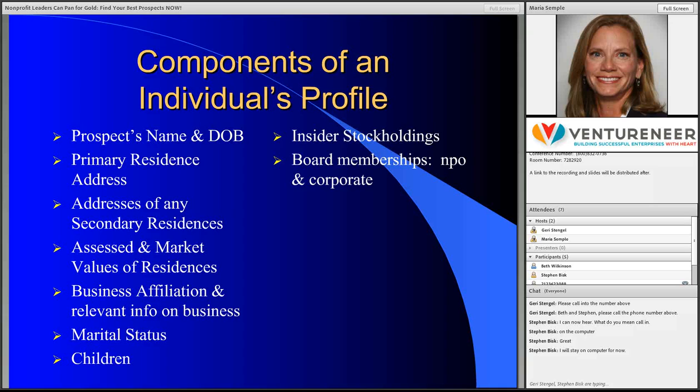Why are we interested in those insider stocks? We're interested because that might be an excellent gift opportunity for your organization. If they have appreciated securities, it might be easier for them to gift those securities to your organization. So definitely, if you're not set up to accept gifts of stock, please consider getting set up to do that. Talk to somebody on your board, talk to your accountant, or maybe you have someone on your board who's affiliated with the financial services industry, and they can advise you on getting that set up.